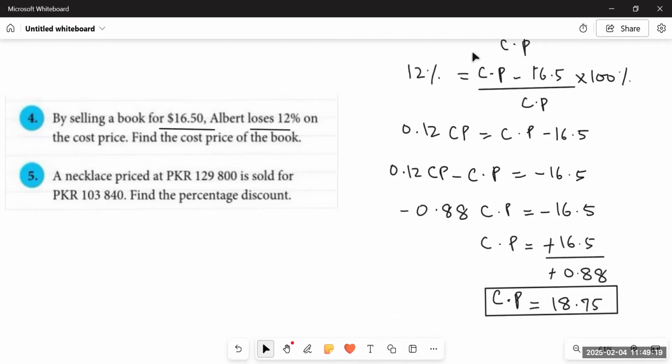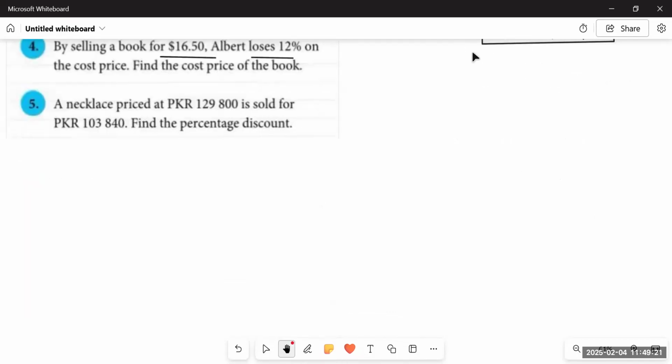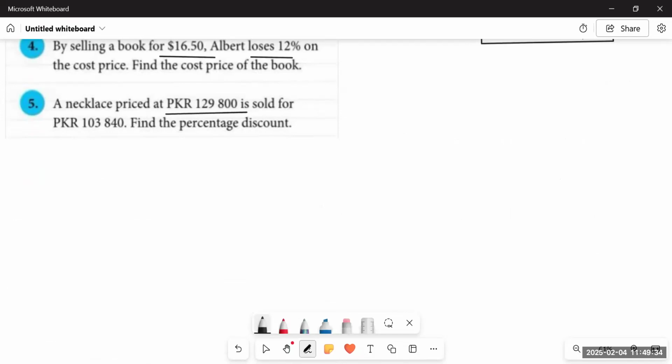Next, we have question number 5. In question number 5, what is given: a necklace priced at PKR 129,800 is sold for PKR 103,840. Actually, the original price of the necklace was PKR 129,800. You went inside a shop and chose a necklace, and over that necklace a price tag was written as PKR 129,800. Then you went to the shopkeeper and asked for a discount. So he said, okay, I'll make the price for you 103,840. I'll give it to you at a discount.